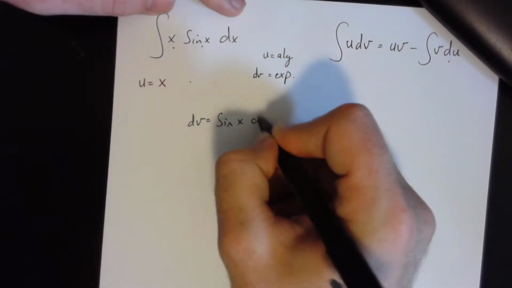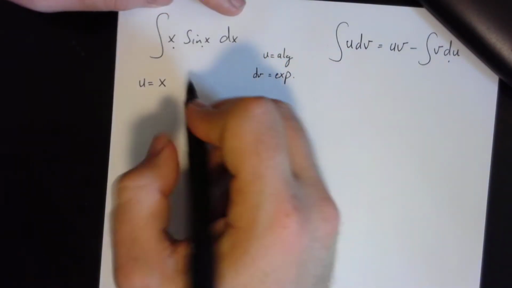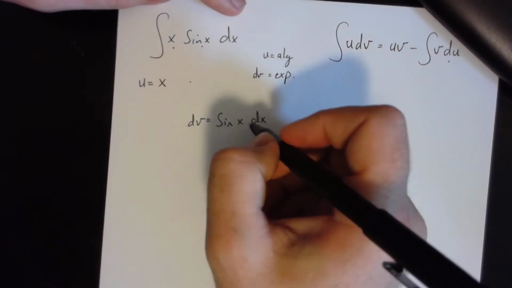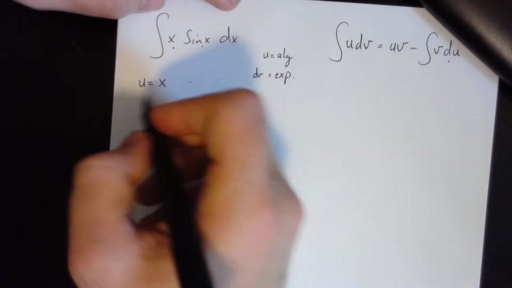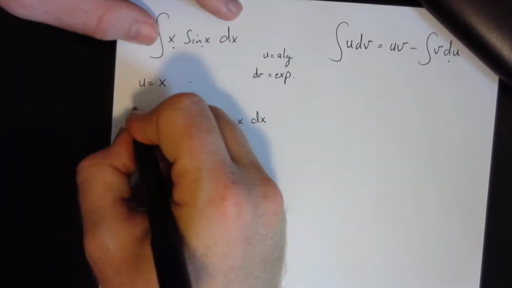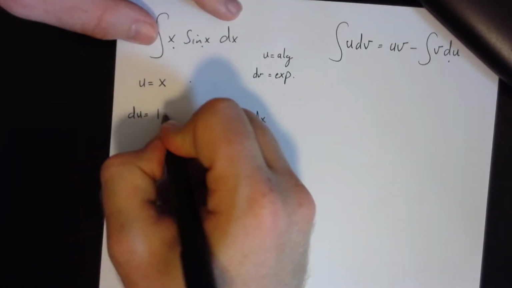But in this case, I'm going to go ahead and try the tried and true: the algebraic simplified down. The exponential didn't change at all. Well, the sine function shouldn't change at all. So the derivative of u is going to be du is just 1 dx.